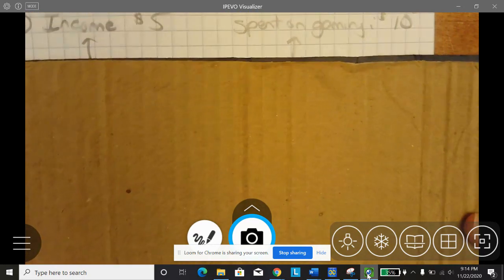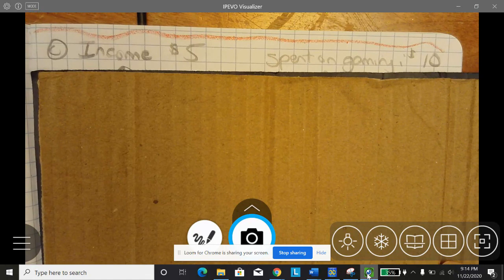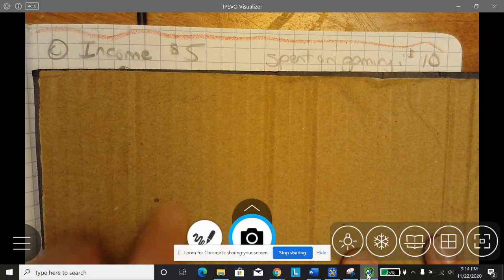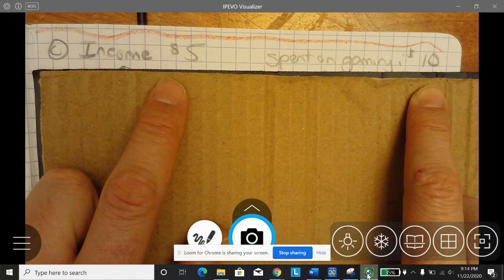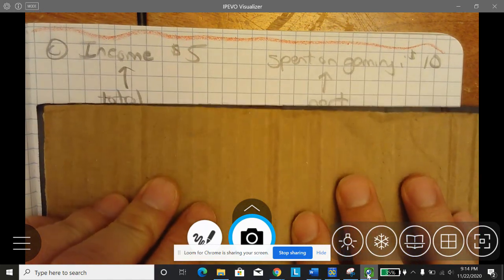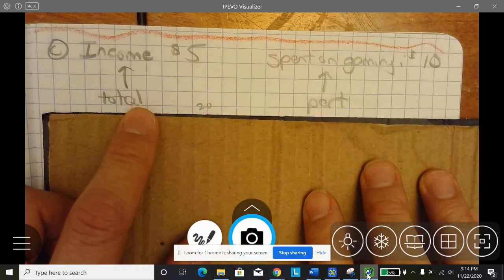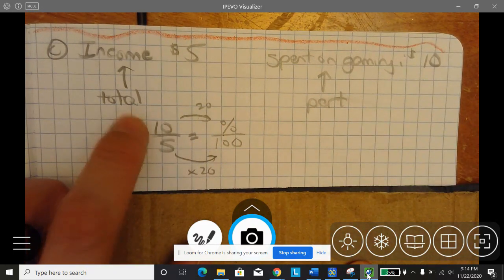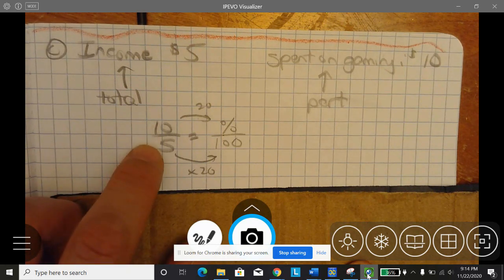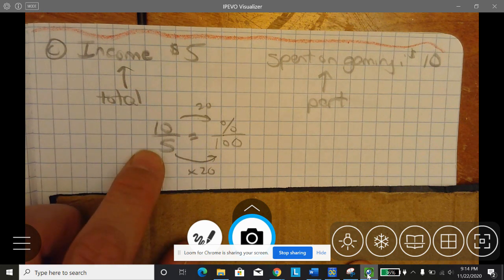Now, this third person only made $5 this month. Maybe they didn't have a job. They just got maybe some allowance or something like that. And they only made $5 this month, but they also spent $10 on gaming. Well, that's a strange situation because their part is actually bigger than their total. Now, that can happen. What does that proportion look like? It looks a little lopsided, right? The bigger number's on top. So they spent 10 out of their $5. 5 is still the total, even though it's smaller, because that was how much income they had.